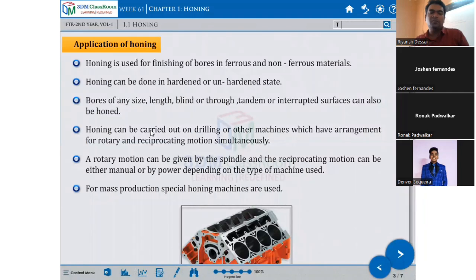This type of mechanism we should know, because when you read this type of book, there are mechanism conversions: reciprocating, oscillating, rotary to linear. Otherwise, no use. In mass production, special honing machines are used.